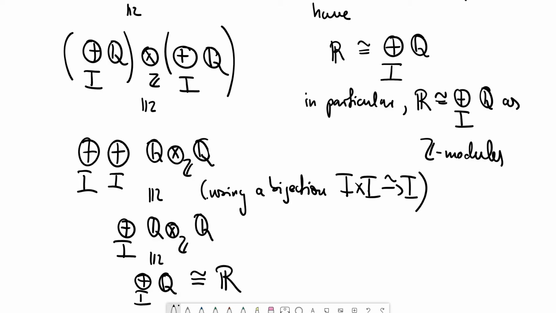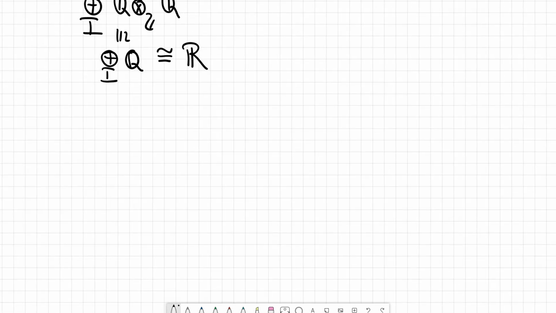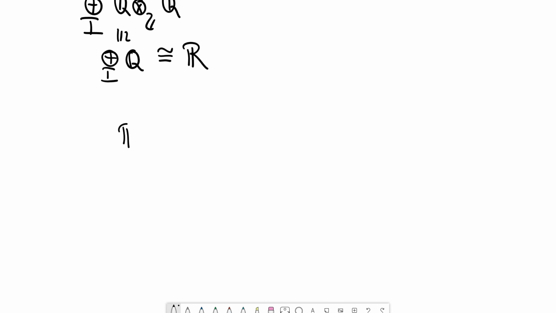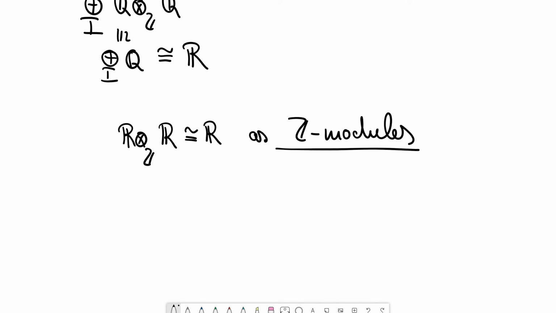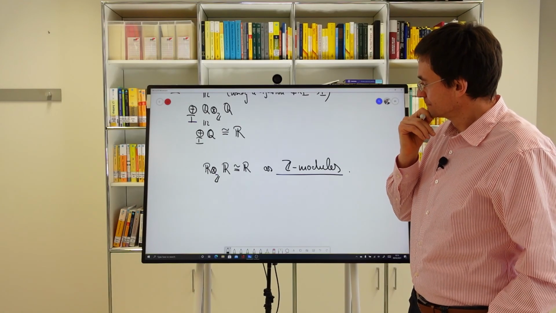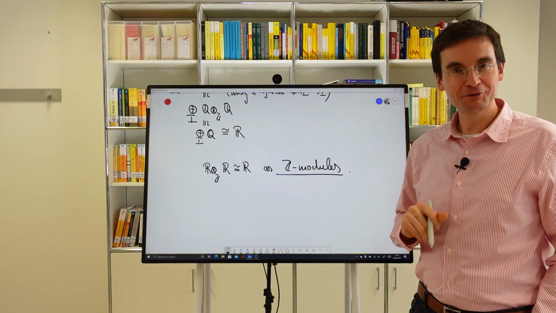But R as a Z module, that's important. Exactly, so let's see it all together. So R tensor over Z with R is isomorphic to R as Z modules. Okay, good to know.